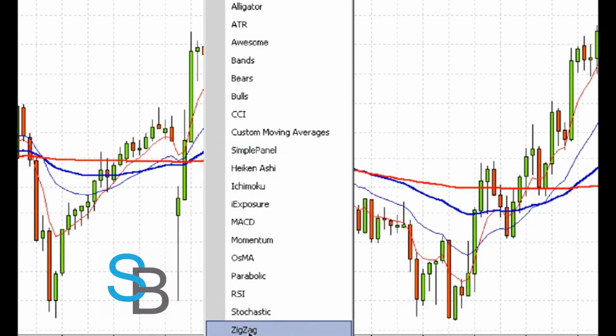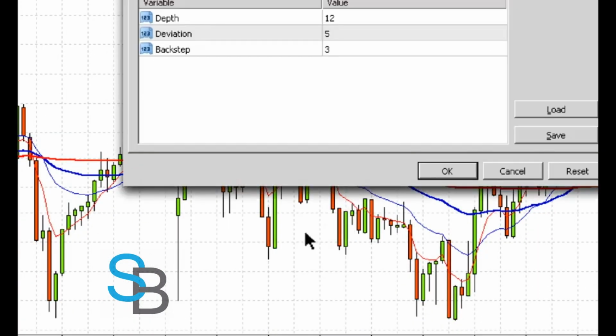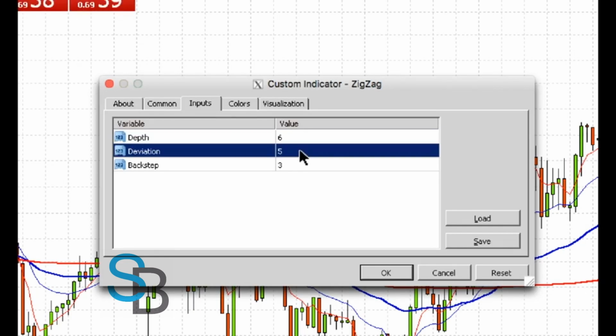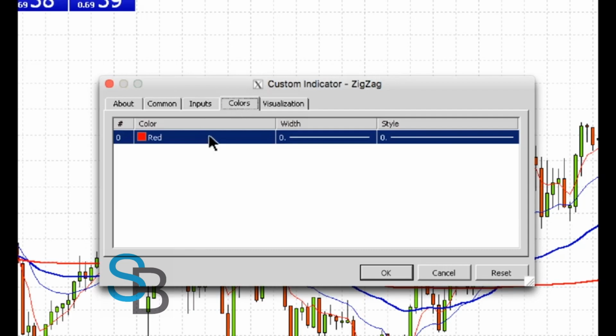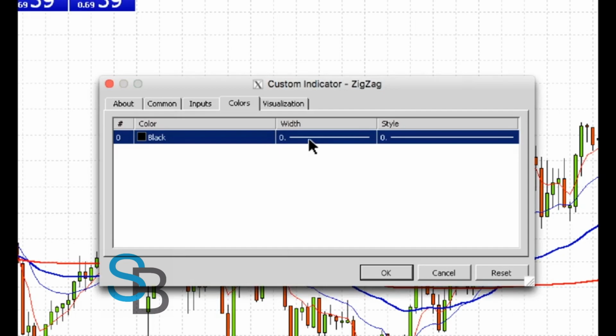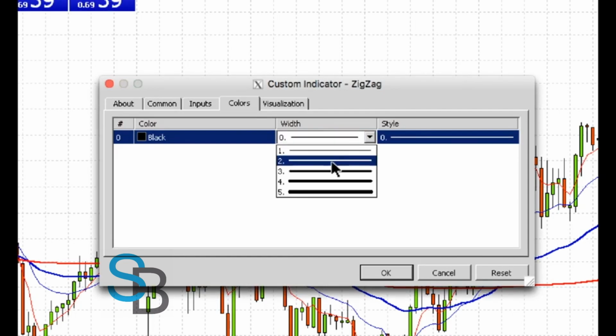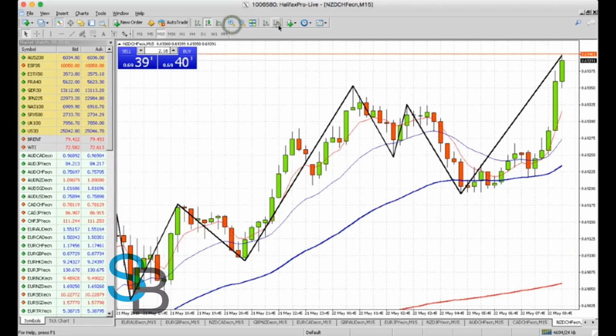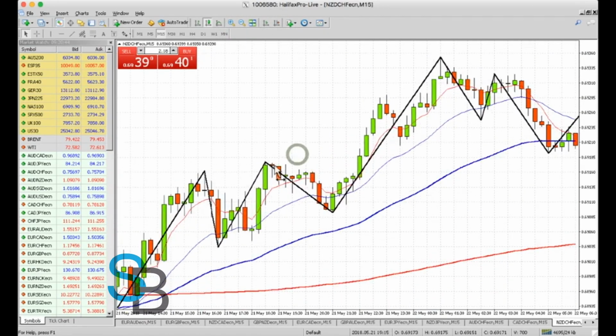ZigZag. Click on ZigZag, and by default it says 12, 5, 3. You want to change this to 6. For the colors I like to change it to red, to black, and for width I put it slightly thicker at number 2. Click OK, and once you do that, you can see that this indicator helps you to draw the higher highs and higher lows, so it's a lot easier to identify these patterns.